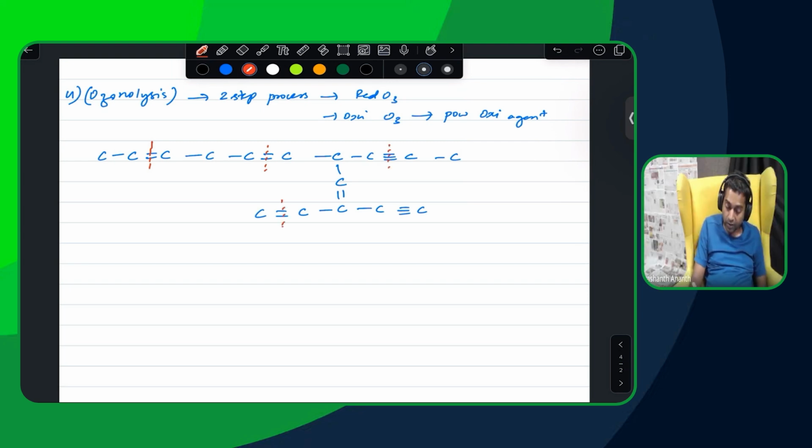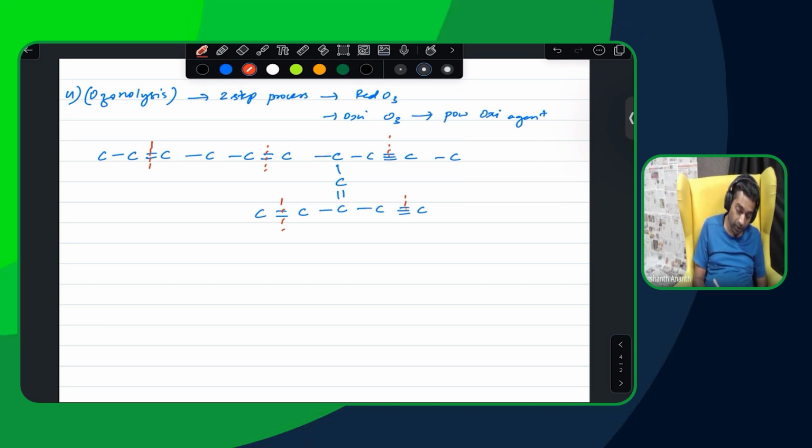Now, if it is a triple bond and we are doing only reductive ozonolysis, you don't need to break everything. You need to break only the triple bond to an extent where the single bond is left over. So two bonds break, this breaks fully. Here also two bonds break. Triple bonds are broken halfway, double bonds are broken fully.